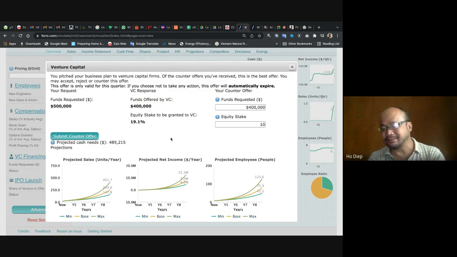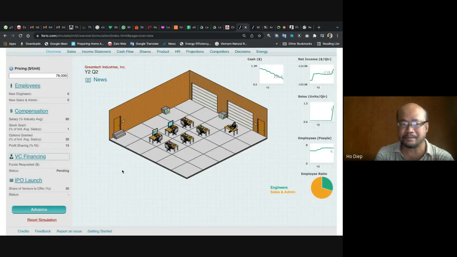If they accept, we'll get more cash, but at a lower rate. But I know that I can survive for another 2 quarters anyway, so by then, hopefully, my situation will change. But then, worst case scenario, I can always accept and get money from the venture capital as well. So let's submit. And then let's advance. I can survive for another 2 quarters.